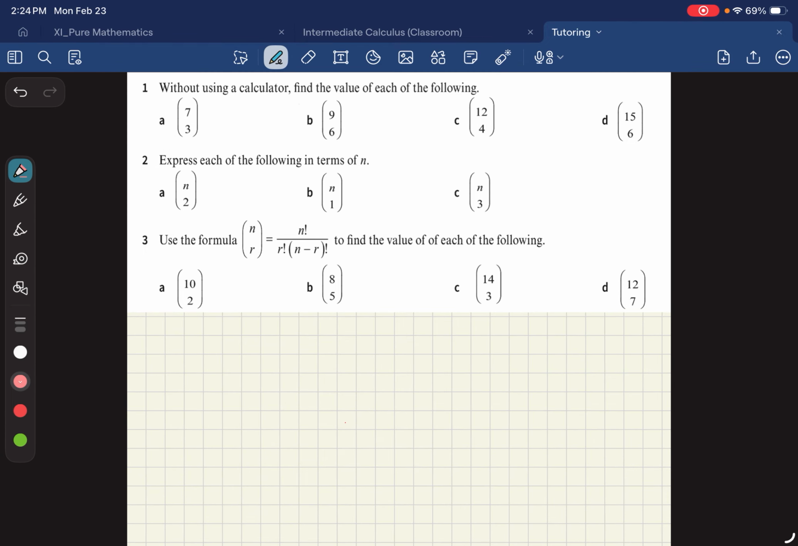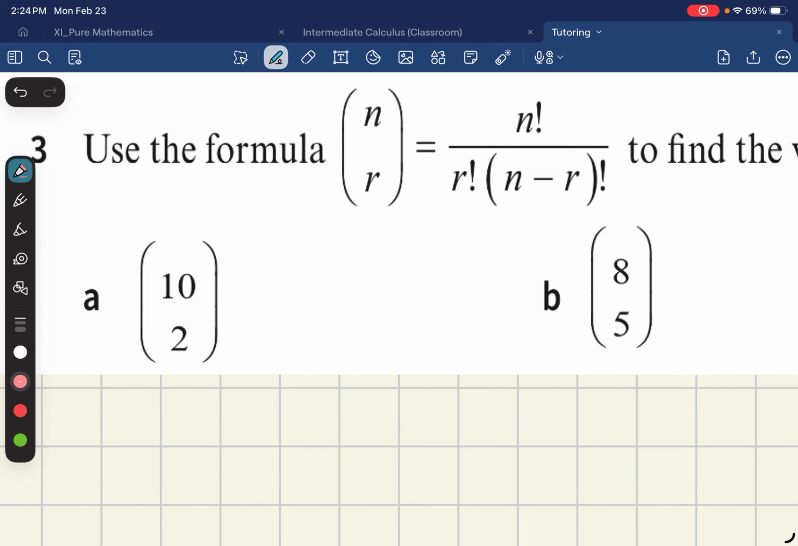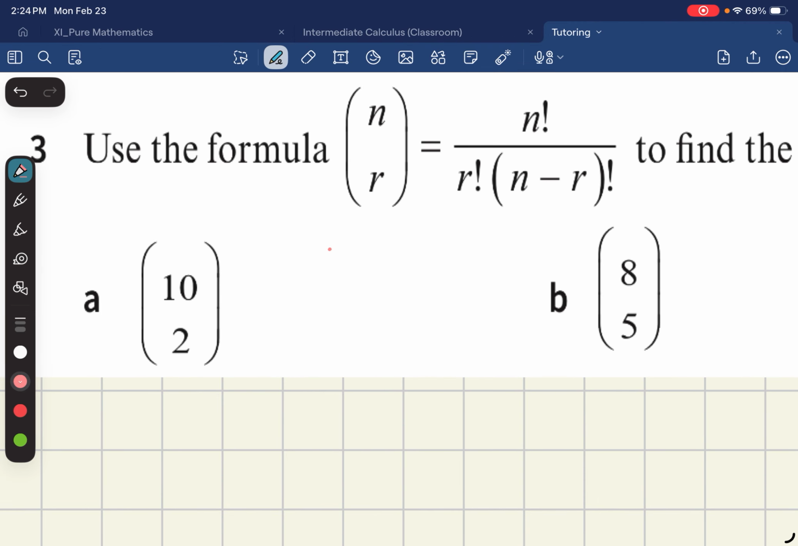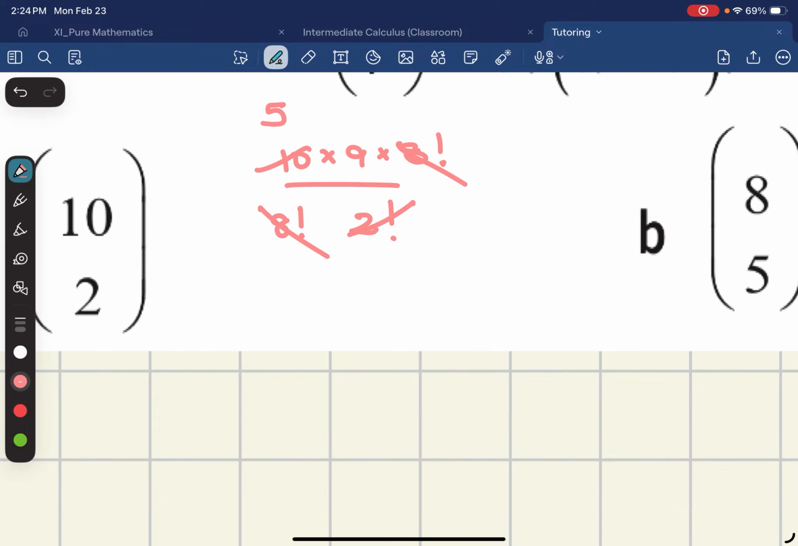And the third question says, use the formula to find each of the following. All right. So that is 10 factorial divided by 10 minus 2, which is 8 factorial, times 2 factorial, right? And 10 factorial, I can write it as 10 times 9 times 8 factorial. Everything else is just going to be 8 factorial, if you think about it. So these will cancel out. And 2 factorial, well, 10 is just 5 times 2. So that gives me 45.